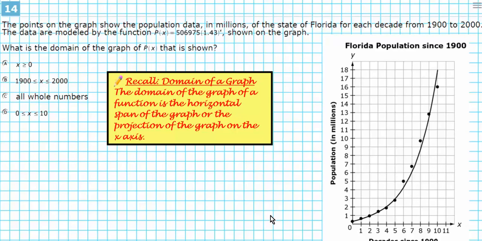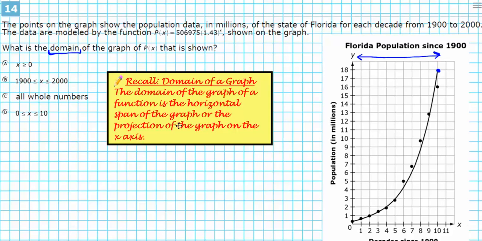Okay, in order for us to answer this question, we need to remember the meaning of the word domain. What is the meaning of the domain of the graph of a function? We have to remember that the domain of the graph of a function is the horizontal span of the graph. How wide is the graph? How far does it go to the left and how far does it go to the right? Another way to view it is the projection of the graph on the x-axis. So if you look at this graph right here, it goes from here to here. What is the horizontal span? How wide is this graph? That's what your domain is.